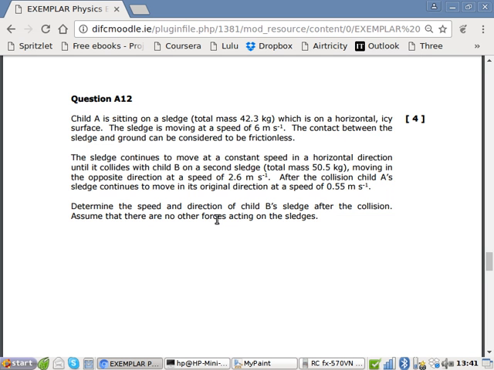Alright, try this one now. A momentum question? I think it's a collision? Yes, then it's conservation of momentum. What's the formula for momentum? M1U1 plus M2U2 is the momentum before the collision, equals M1V1 plus M2V2.